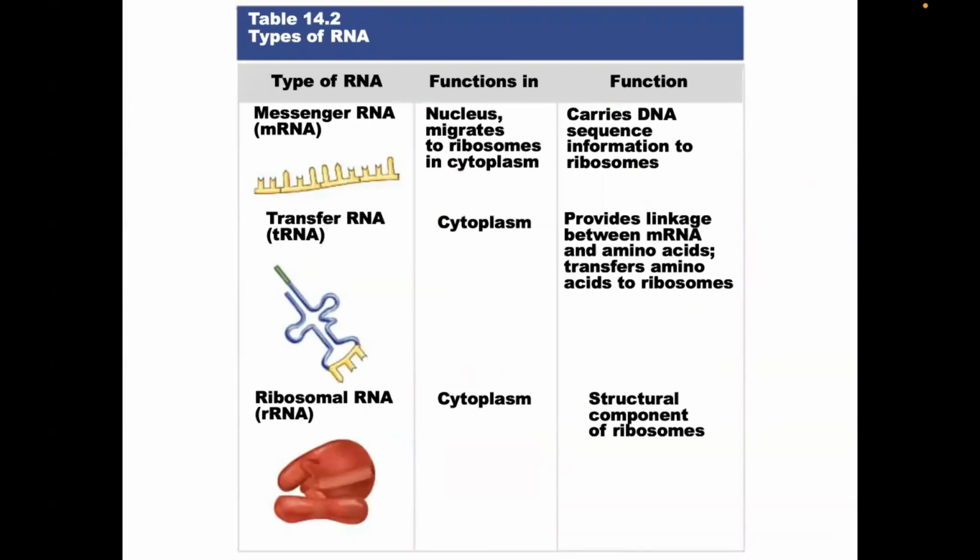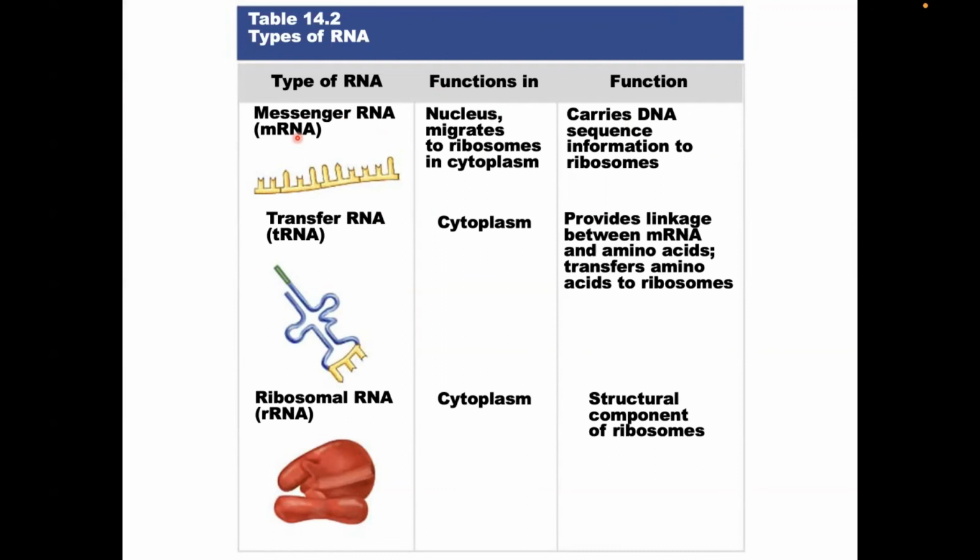And then the types of RNA. Ma'am, kanina pa binabanggit yung mga mRNA, tRNA, pero hindi niyo pa po sinasabi sa amin yung function of each RNA. So ito na po siya. These are the types of RNA. We have number 1, the messenger RNA. Its function is in the nucleus, it migrates to the ribosome in the cytoplasm. And then it functions as it carries DNA sequence information to the ribosome. So, importante yung ating mRNA. Kasi nga, messenger RNA siya. So, basically, it carries DNA sequence information into what? Into the ribosomes.